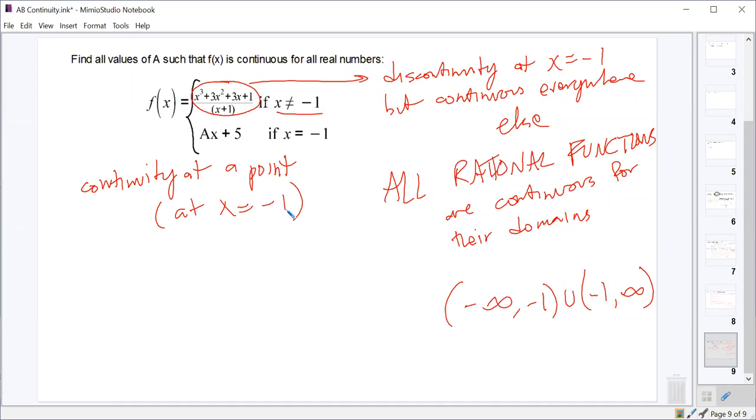f of c must be defined. All right, there we go. Stop there. That's the first one. f of c must be defined. So f of -1. What is f of -1? Where do I plug that in? Which part? Here or here? How do I find f of -1? Do I plug in -1 to ax plus 5, or do I plug it into the rational function?